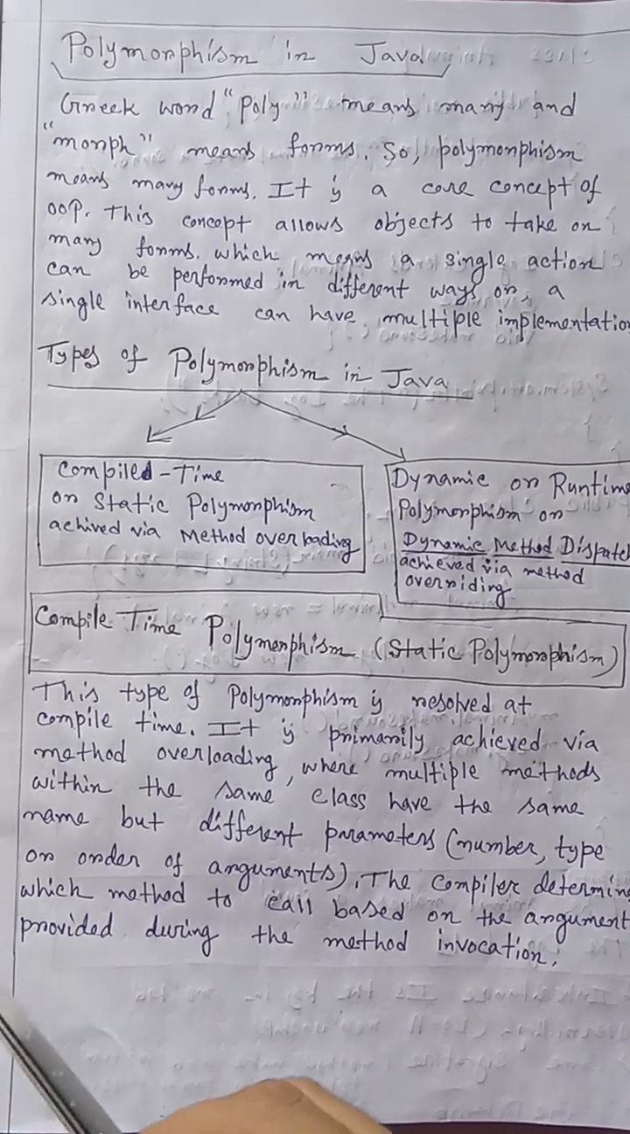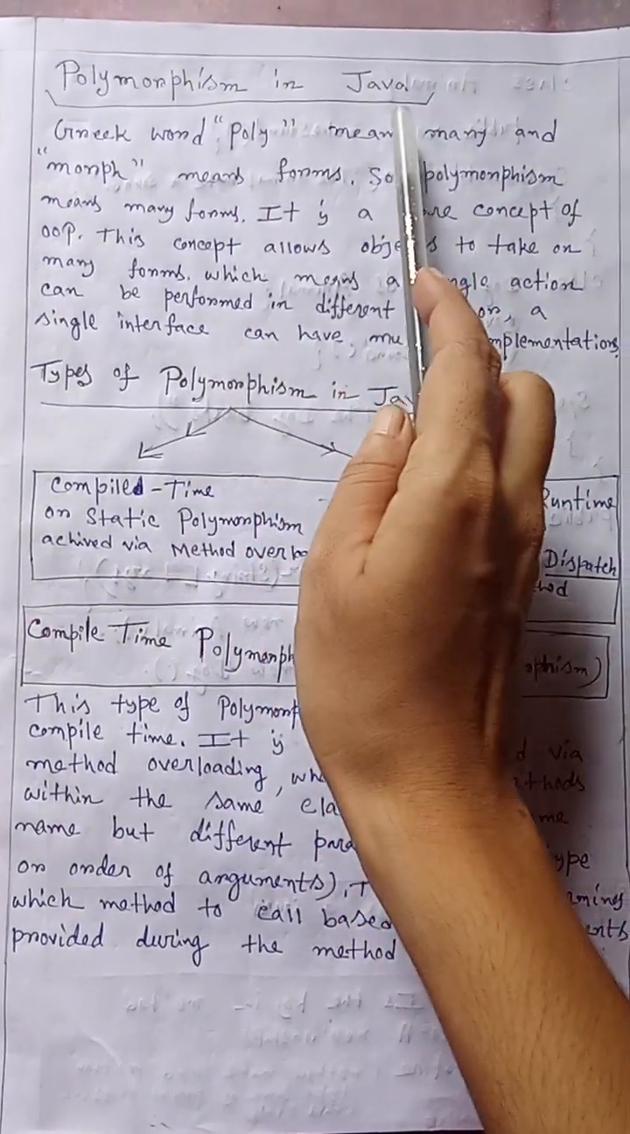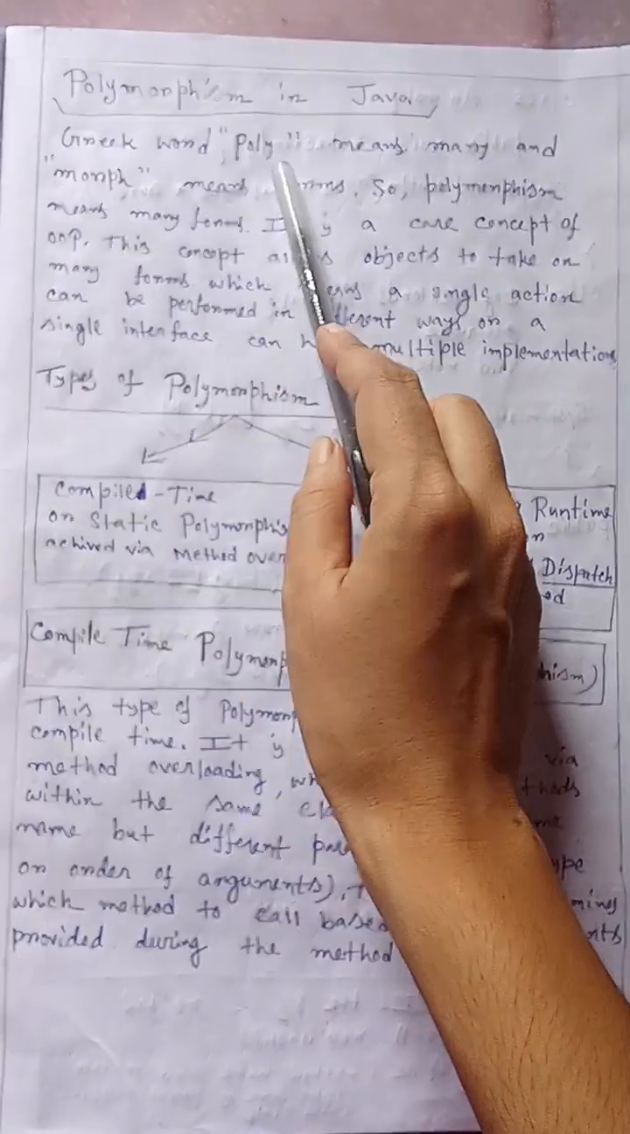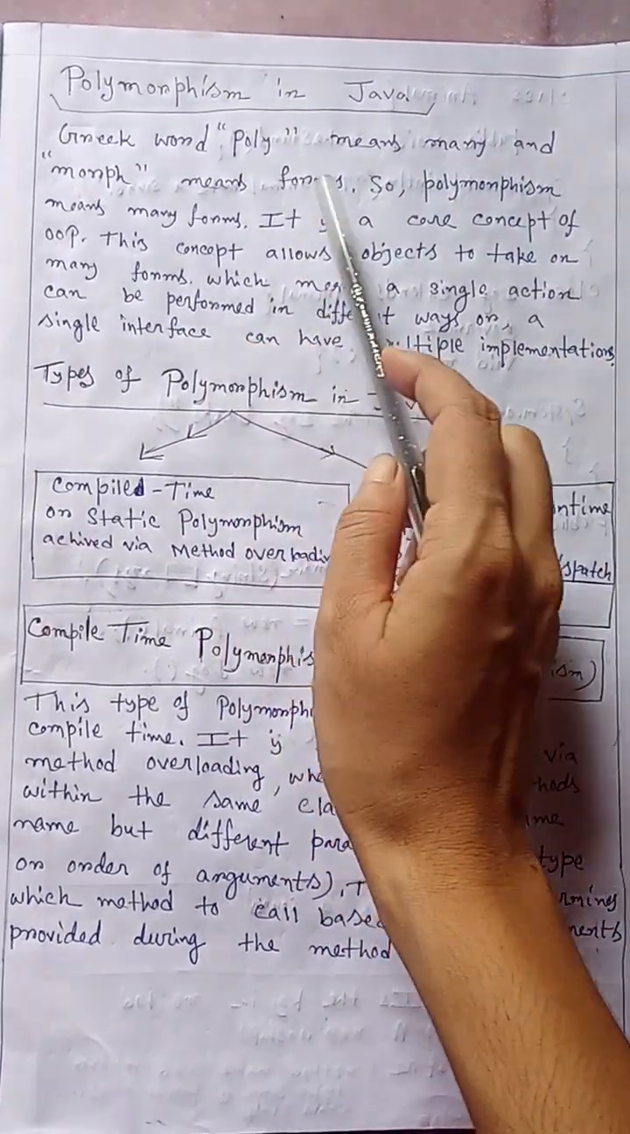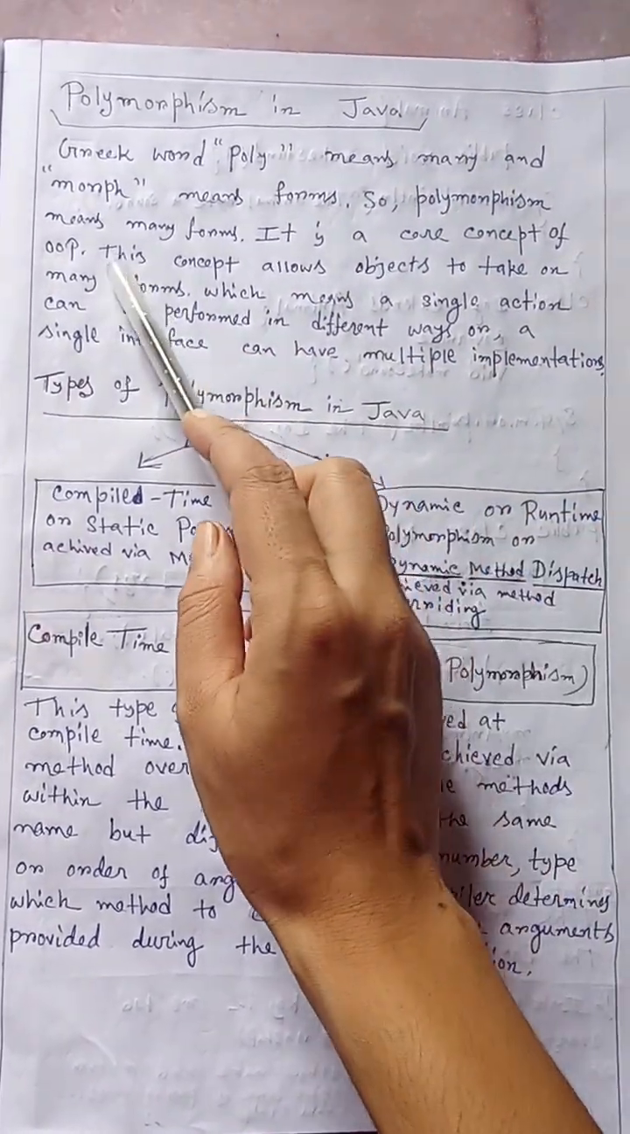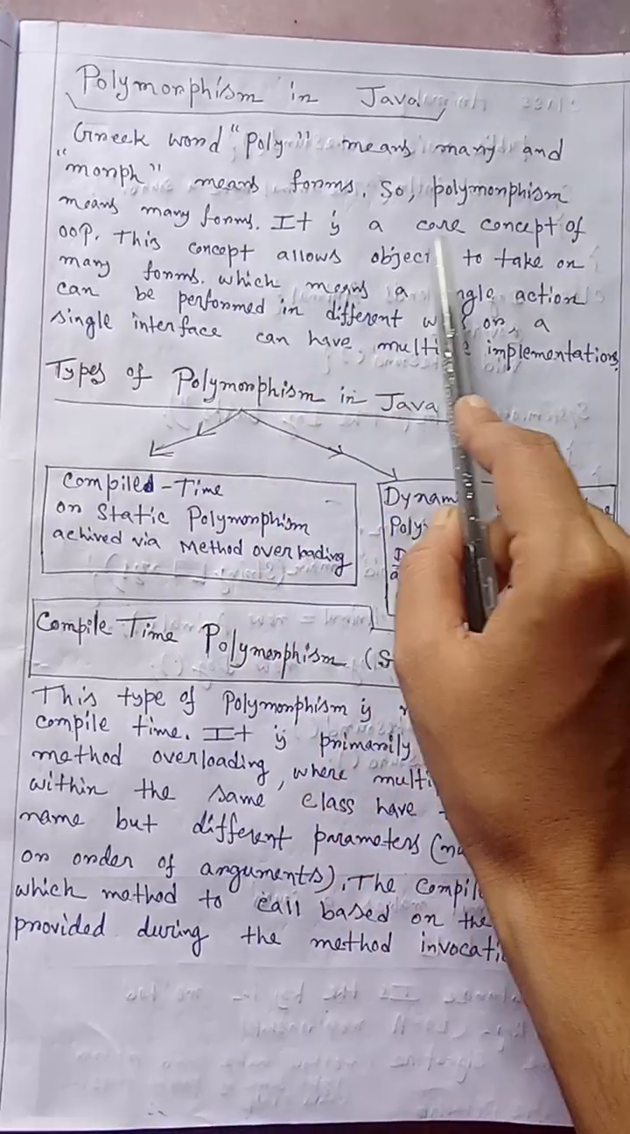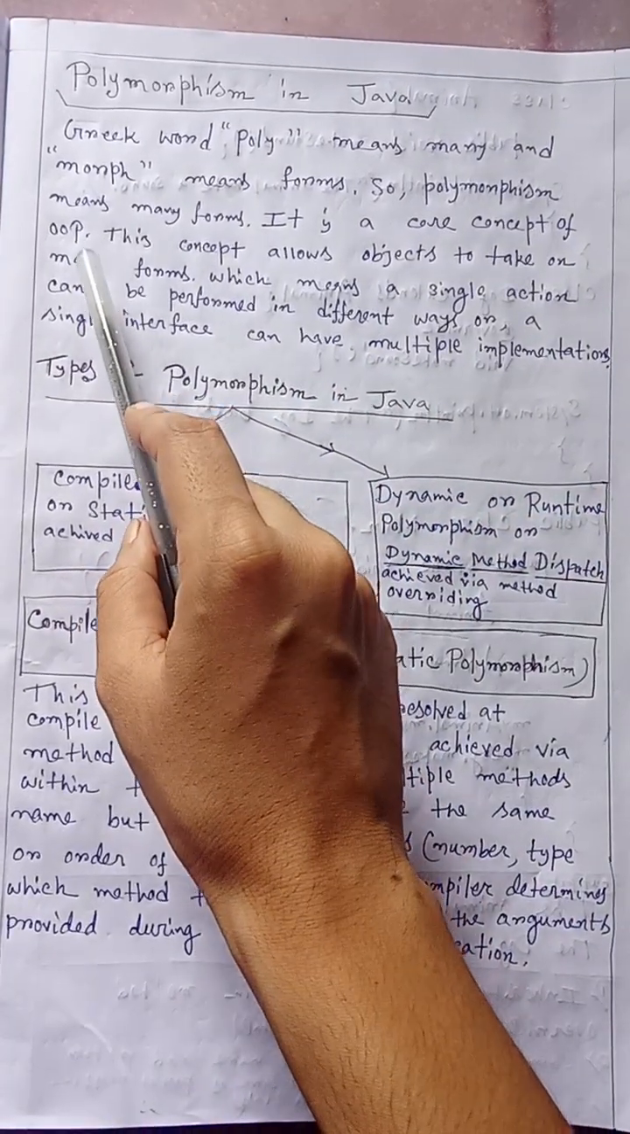Hello dear students, this class is about polymorphism in Java. The Greek word poly means many and morph means forms. So polymorphism means many forms. It is a core concept of object oriented programming.